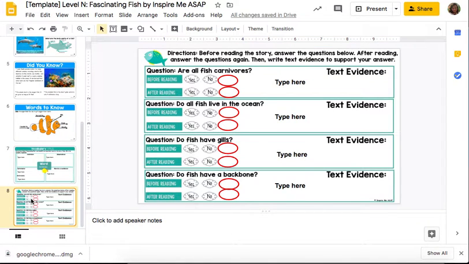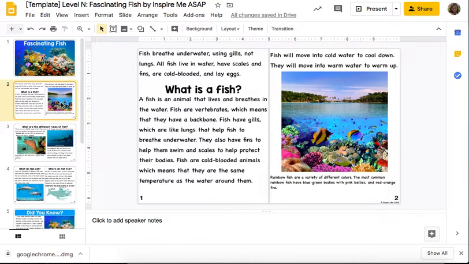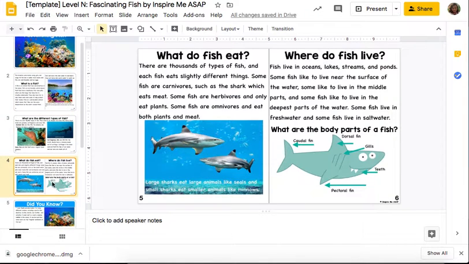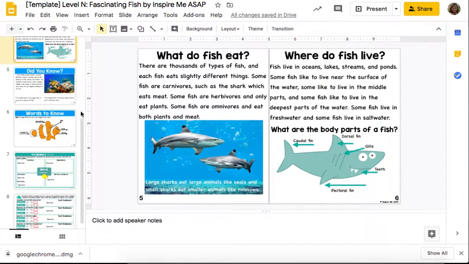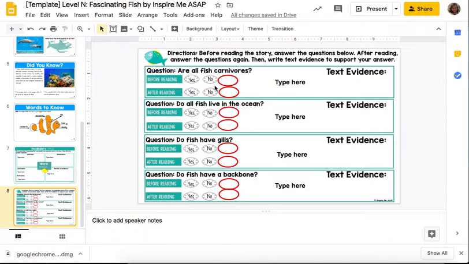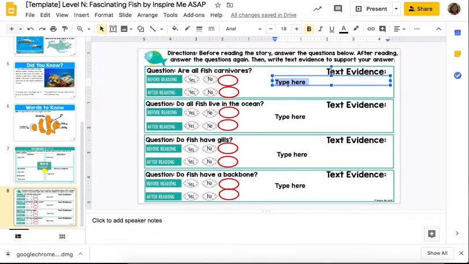Then go down to the last slide again. Now you are going to go back to those questions. After you have read and found your information, answer the questions. Are all fish carnivores? After you read this, is that a yes or a no? And you must have text evidence. So does it tell us that all fish are carnivores? And wherever you find that information, write it here, the text evidence that you found.